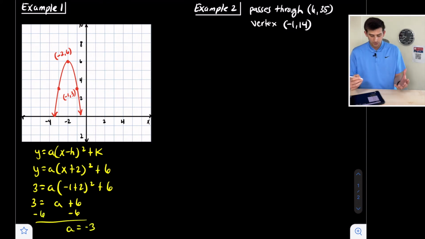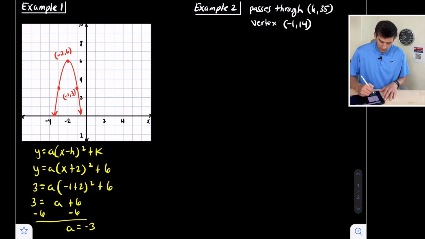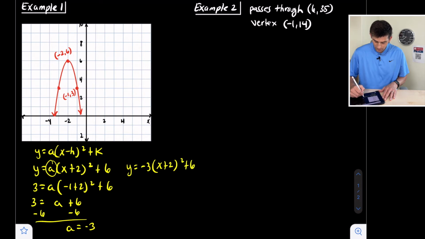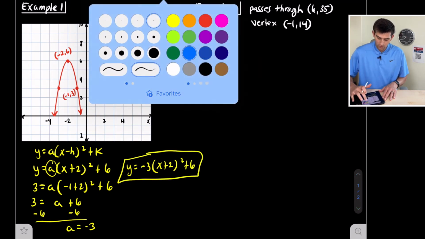And so now what we can do with that is we can take negative 3 and plug it in right there for a. So our final equation would be y equals negative 3 times (x plus 2) quantity squared plus 6. All right, and that would be our equation for number 1.